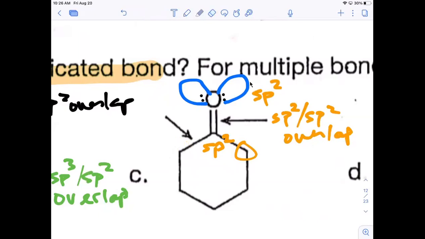All right, let's do this one real quick. What about that bond? What's the carbon at the vertex right here? What's the hybridization state?